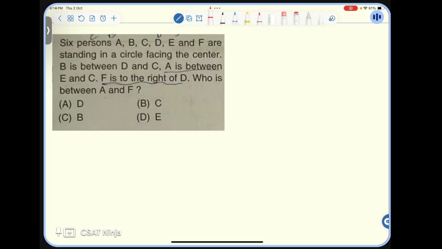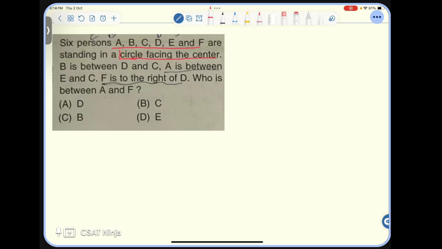This was a question asked in CBSE. I think this was this year as well, but I think this was asked in the February exam. Six people are standing in a circle facing the center.